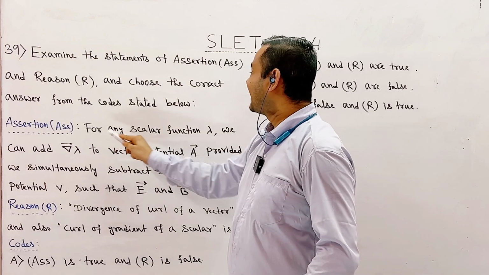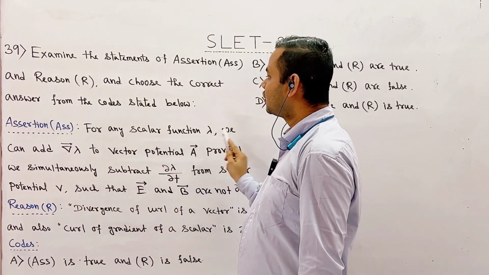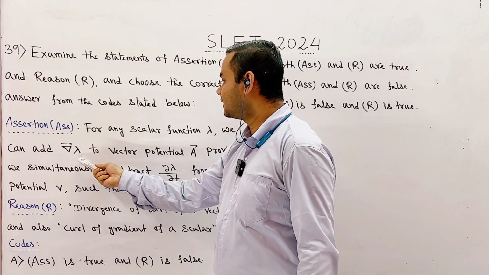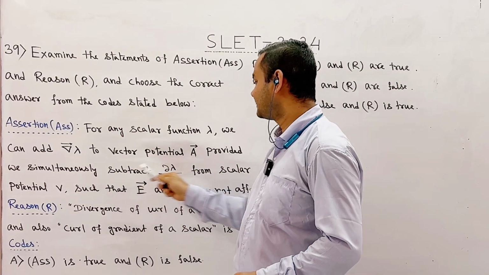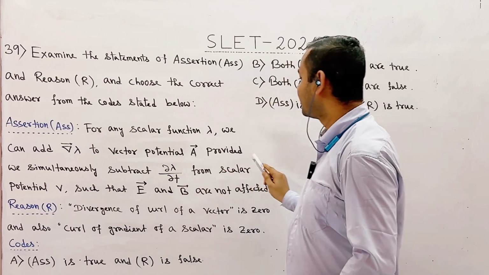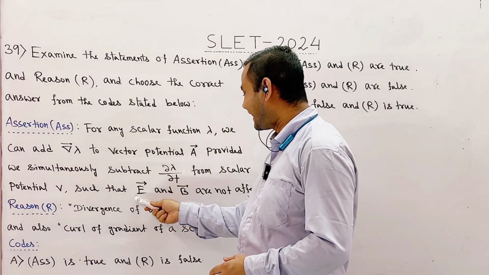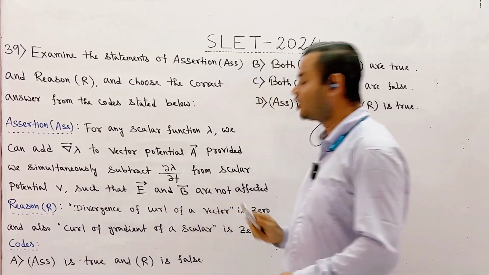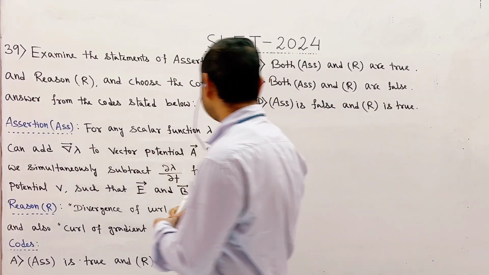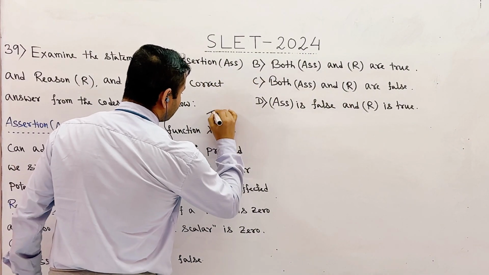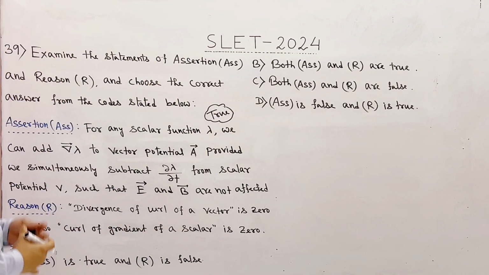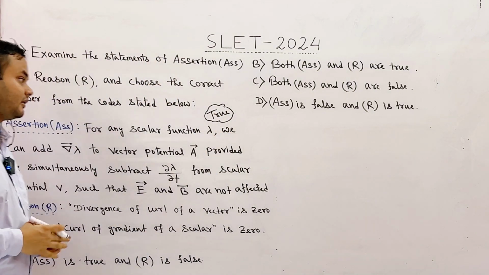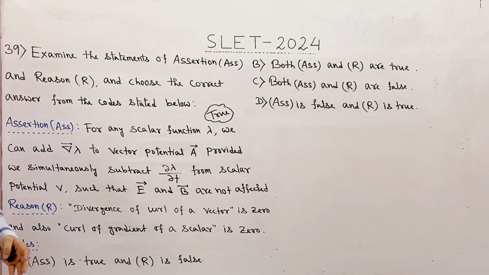Assertion: for any scalar function lambda, we can add gradient lambda to vector potential A provided we simultaneously subtract del lambda by del t from scalar potential V such that electric and magnetic fields are not affected. Students, this statement is true. Now let me explain to you how this is a true statement. First, let us check what important information is given.